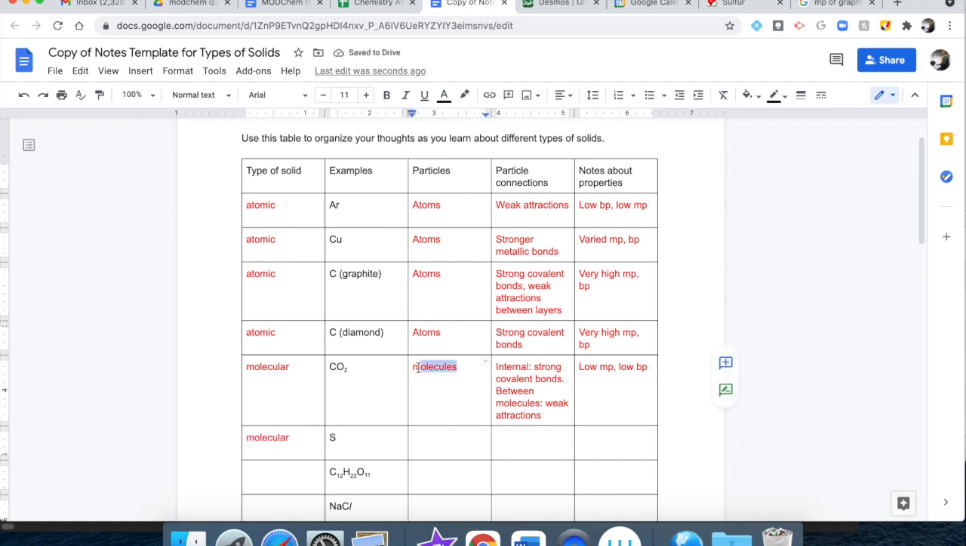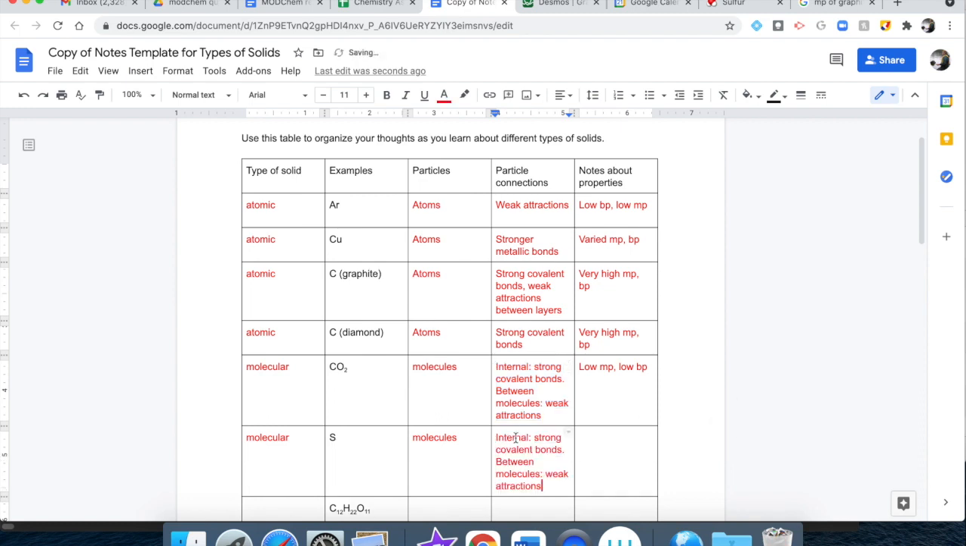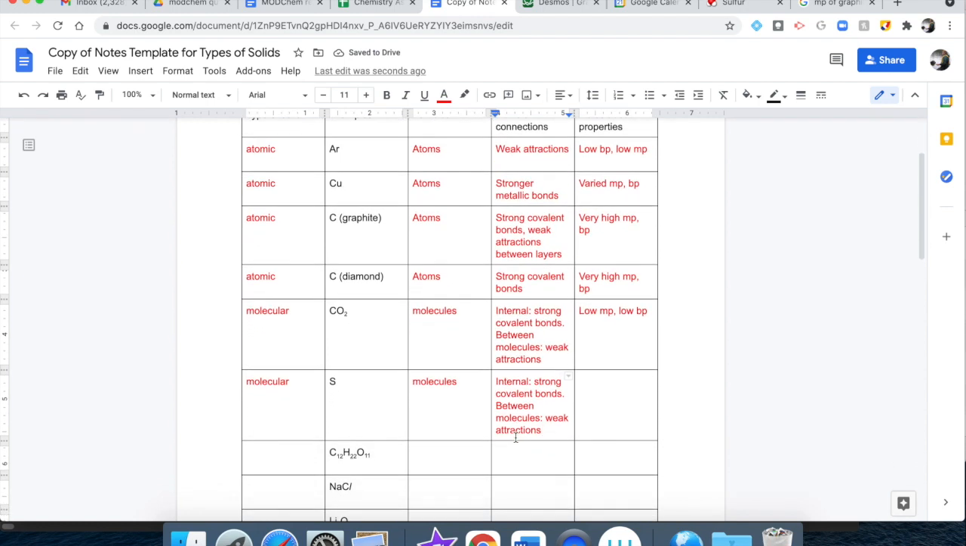So that means at the lattice locations, at the points in the solid grid, are molecules. And just like what we saw for carbon dioxide, there are going to be strong internal covalent bonds in the molecules of S8, but between the molecules will be weak attraction. So that's going to result in low melting points and low boiling points.